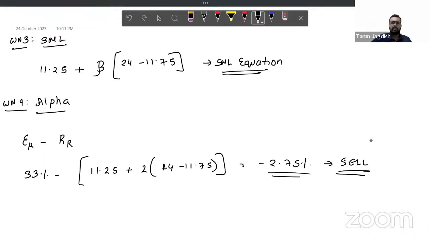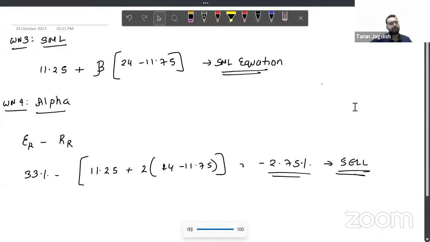All right. So I believe we are all done writing this. Sarvamangala, you have a doubt? Yes, please tell me. In the SML equation, it is nothing but RF plus beta into RM minus RF, right? Yeah, that is the same equation.